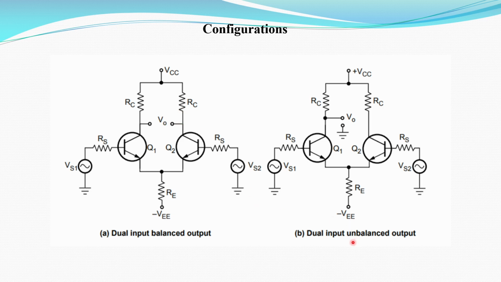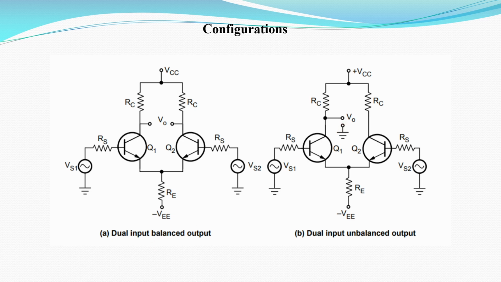And next, the second configuration, dual input and unbalanced output. Dual input is common, and unbalanced output means we take the output from only one transistor stage. In transistor Q2 we are not taking the output. So from any one of the transistors we take the output, and that is denoted as the unbalanced output. Here, we are taking the output at the Q1 transistor.